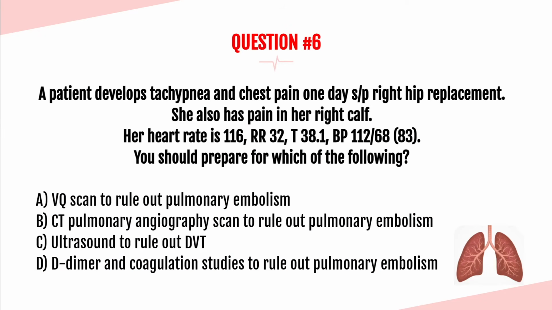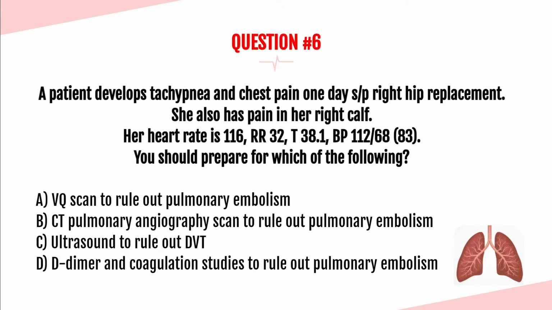Question number 6. A patient develops tachypnea and chest pain one day status post right hip replacement. She also has pain in her right calf. Her heart rate is 116, respiratory rate of 32, temperature of 38.1, and blood pressure of 112/68 with a MAP of 83. You should prepare for which of the following?